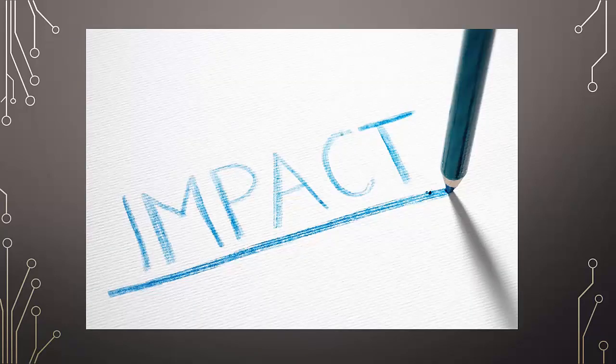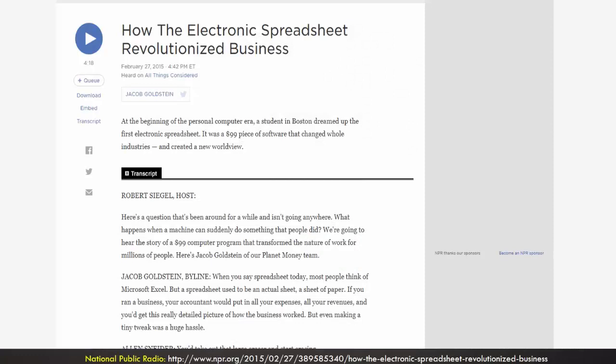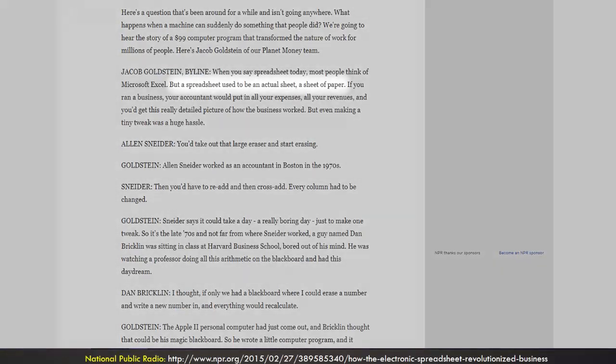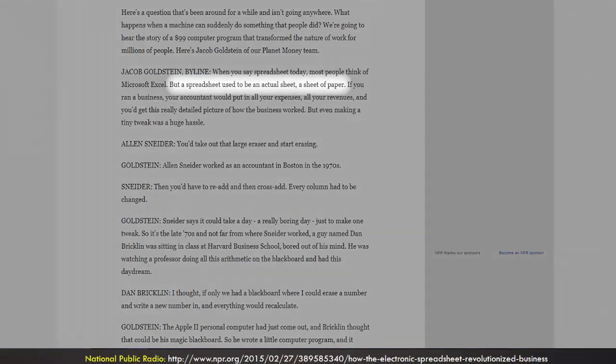Now, let's take a look at some of the implications of such a powerful program. A news program hosted by Jacob Goldstein on public radio since 1971 wrote an article on the impact of the electronic spreadsheet in business. Their guest was a banker named Alan Snyder, who had worked as an accountant in Boston since the 1970s. One key point from their conversation was the difficulty of banking before the electronic spreadsheet. He told them, a spreadsheet used to be an actual sheet. Even making a tiny tweak was a huge hassle.